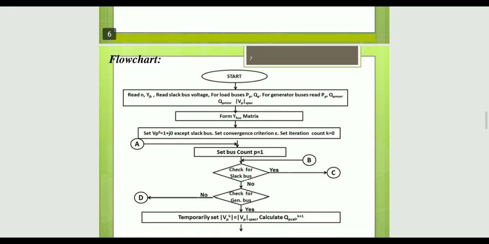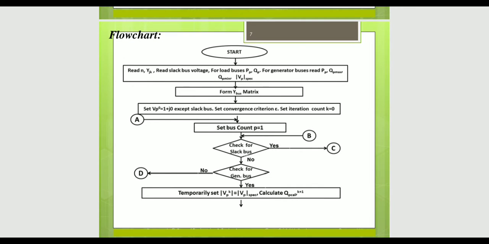Now we are going to study the flowchart. As we have discussed earlier, first you need to take the value of the slack bus as a reference, that is 1 plus j0. You need to set the value of the generator bus. Based upon that, by using this flowchart, you are going to perform the number of iterations, that is k equal to 1, 2, 3, 4, 5, taking the base value of k as 0, as shown in this particular figure.